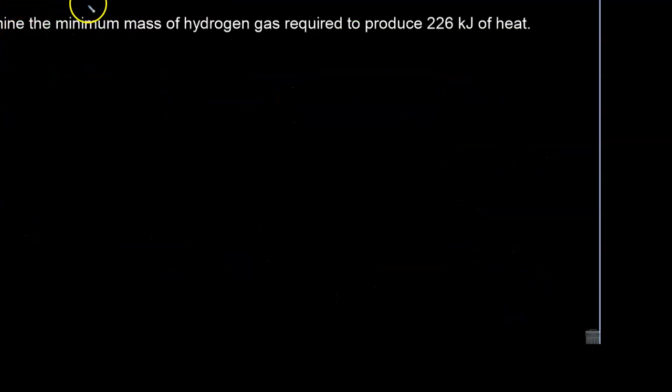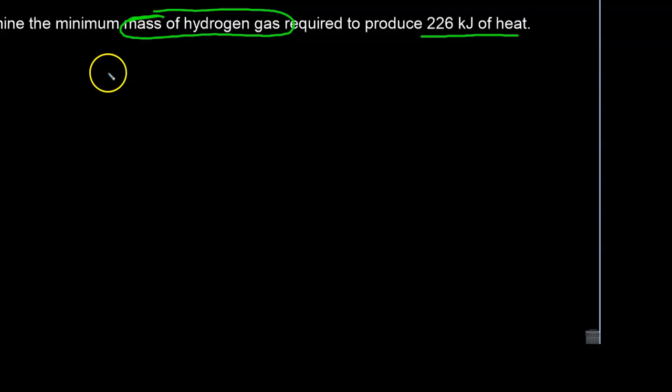Okay, so here's my next one. Now, the mass of hydrogen gas that's going to be required to produce this many kilojoules of heat. So again, it's still a mass or a heat to mass problem, so I guess it's not that much different than the last one we did. So let's just kind of, again, go ahead and get started. Oops, 226 kilojoules.